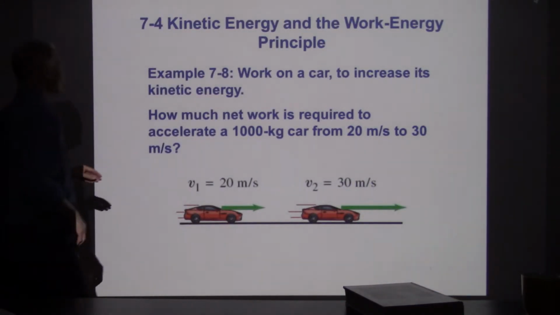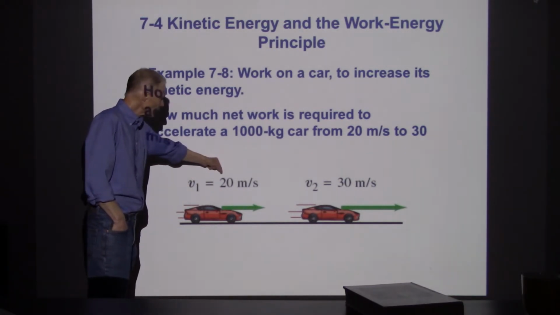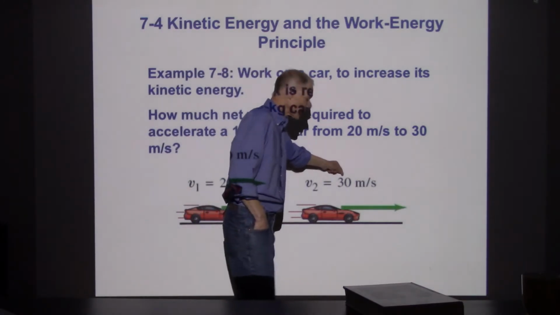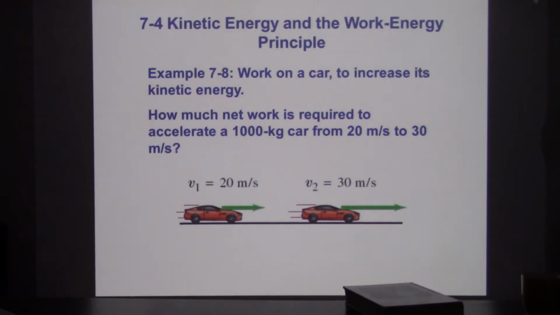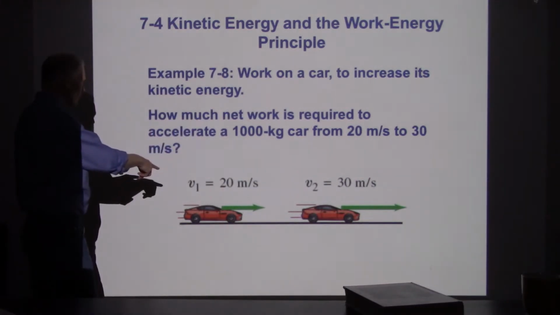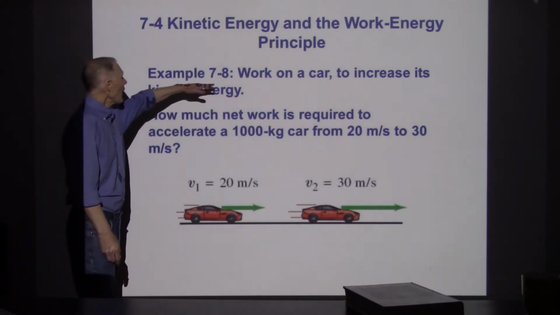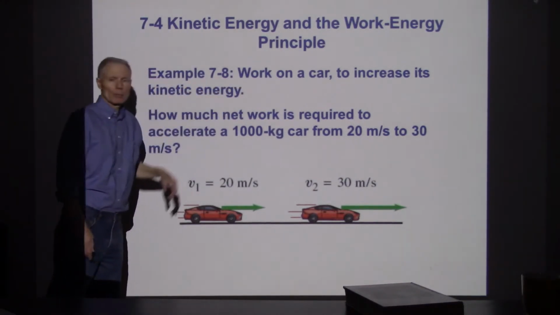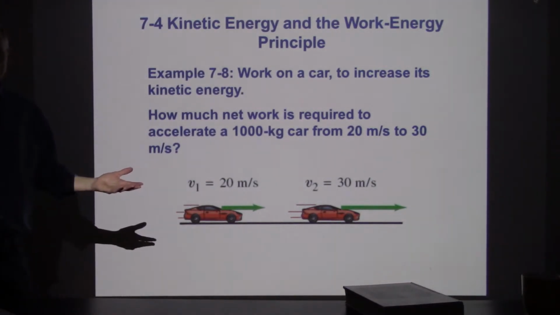Okay, here's another example. Let's say we've got a car initially traveling at 20 meters per second, and we would like it to travel at 30 meters per second. It's going about 45 miles an hour, and we want it to speed up to about 67 miles an hour. So what's it going to take to get a car traveling at 20 to pick up speed? How much energy is that going to require? How much work is that going to require? Now, where's the work coming from on the car?